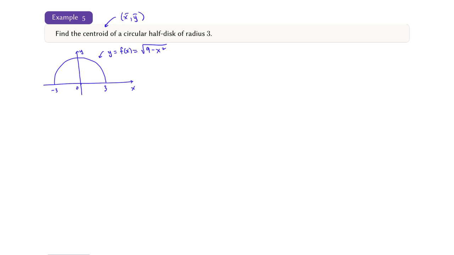The centroid is x bar, y bar. But by symmetry, since the density is not given, we assume that the density is constant. And so by symmetry, x bar is 0. The line of symmetry is x equals 0.